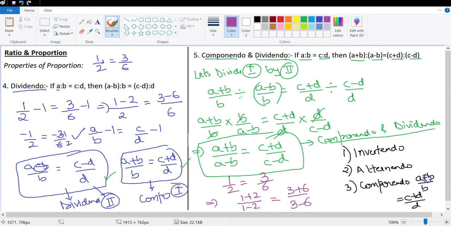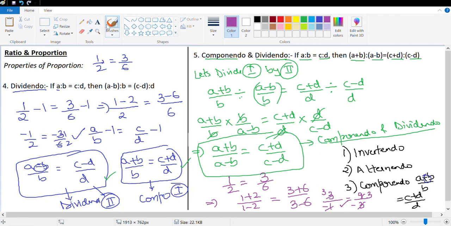1 plus 2, that's 3. 1 minus 2, that's negative 1. 3 plus 6, that's 9. 3 minus 6, that's negative 3. So on the right hand side, I have negative 3. On the left hand side, I have negative 3. So this property holds good. This is just a proof of the example I have taken with actual numbers.